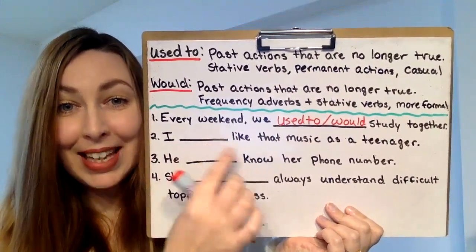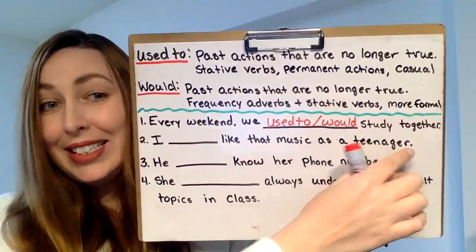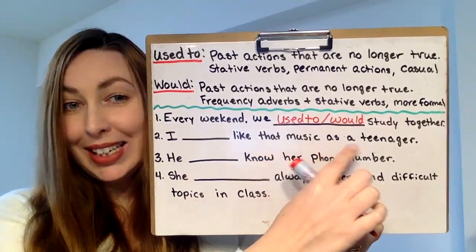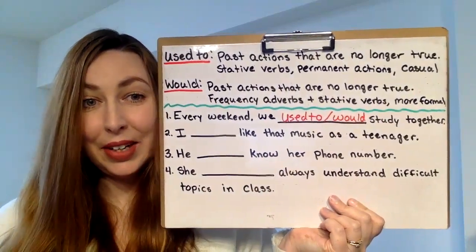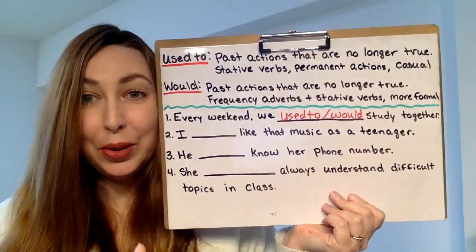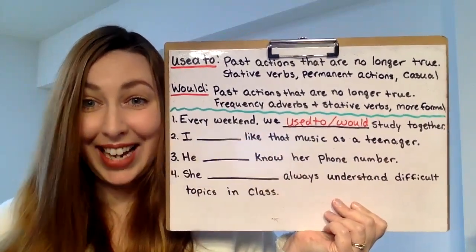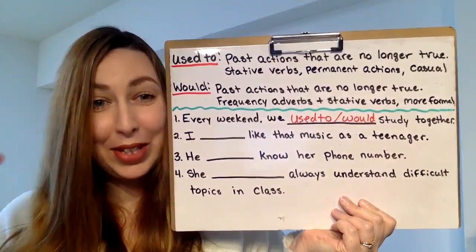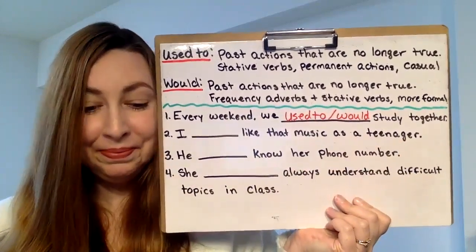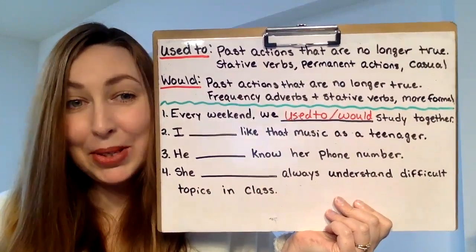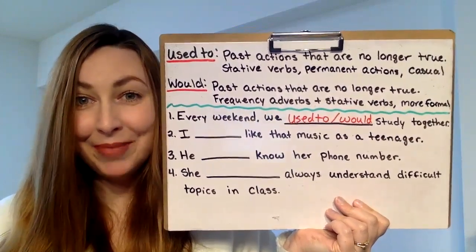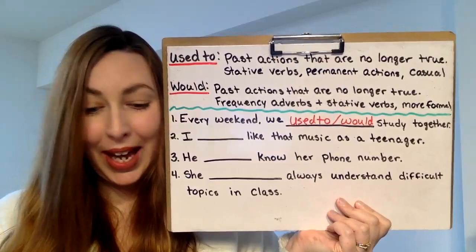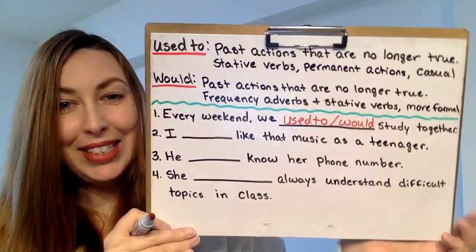I like that music as a teenager. So, teenager, if you don't know, is somebody who is between the ages of 13 and 19. So, when they have the age that ends with teen, 13, 14, they are a teenager. So, I like that music as a teenager. Used to or would? All right, are both of them okay? Who knows?